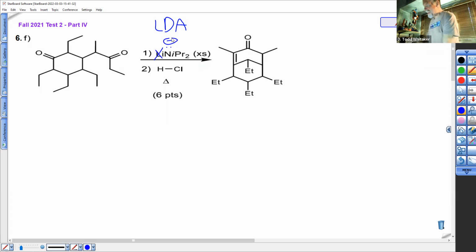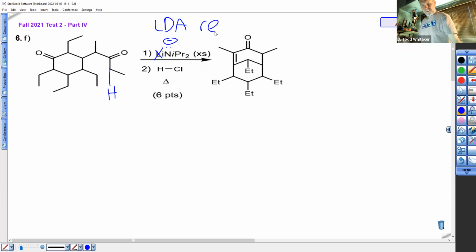And it loves taking the least hindered H. Of all the alpha H's, we have a very hindered alpha here, very hindered alpha here, very hindered alpha here, and a not so hindered alpha here. We have a winner. Let's take it.